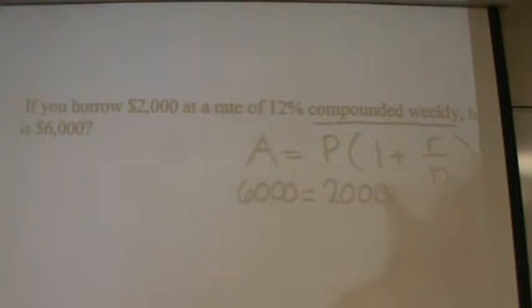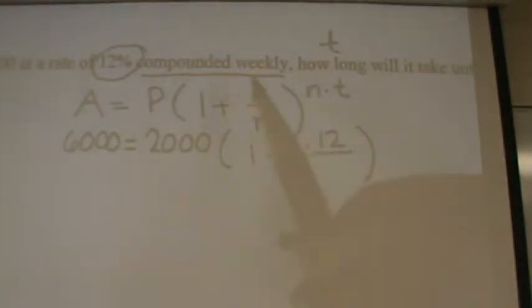$6,000 goes where? A, yep. And P is your $2,000. Now, what is the interest rate? 12%. So we're going to write 0.12 because the interest rate is always in decimal form. What are we looking for? T. How long will it take until you earn that amount? It's 52 weeks in a year, so the N value is 52. You've got to know that. And T is our variable.